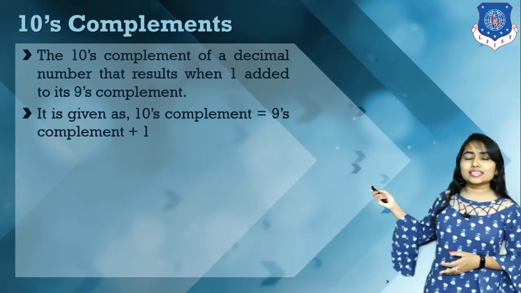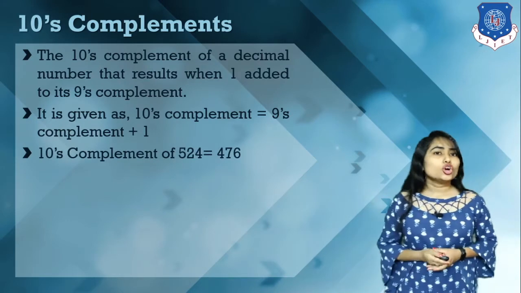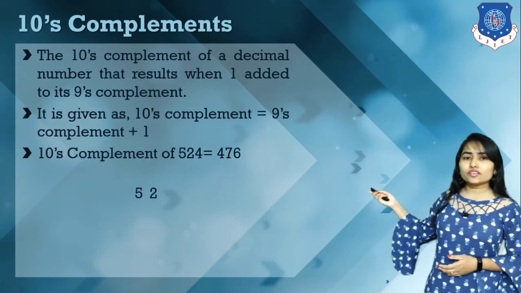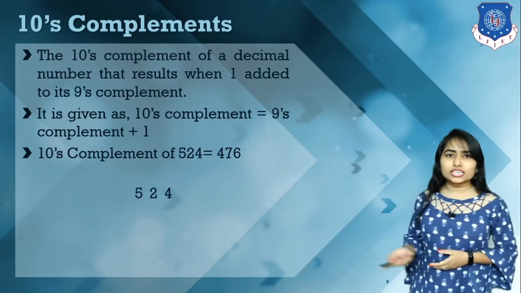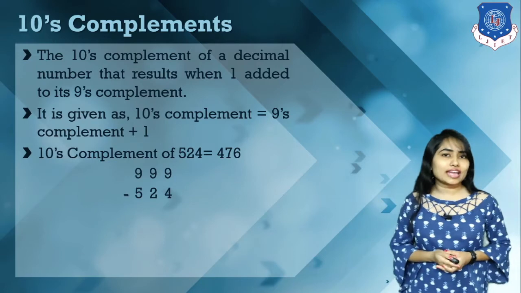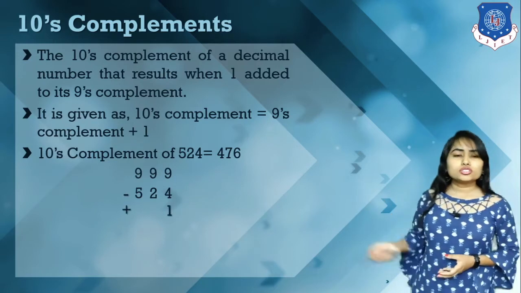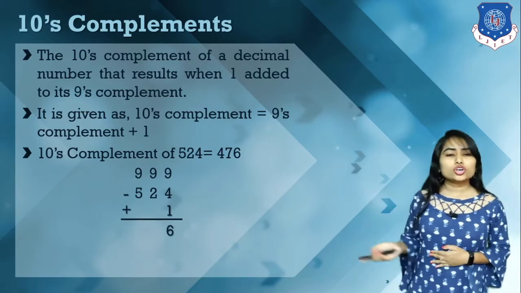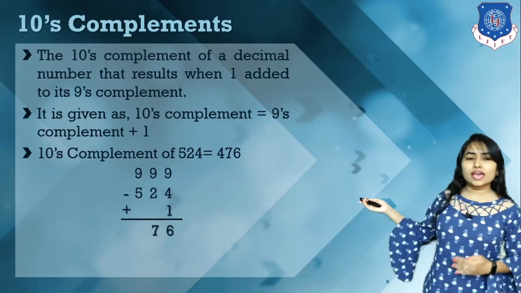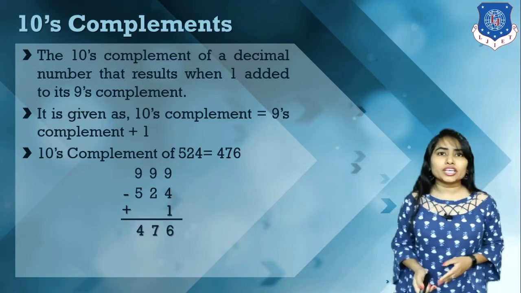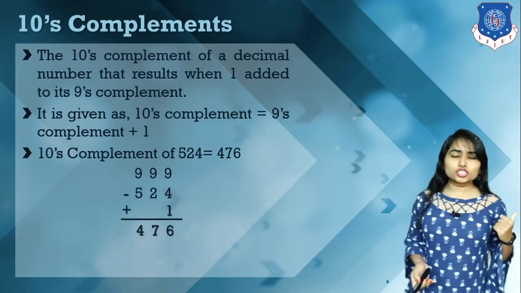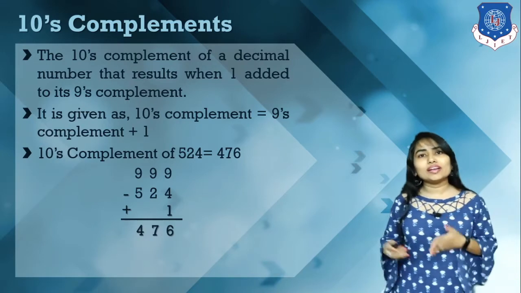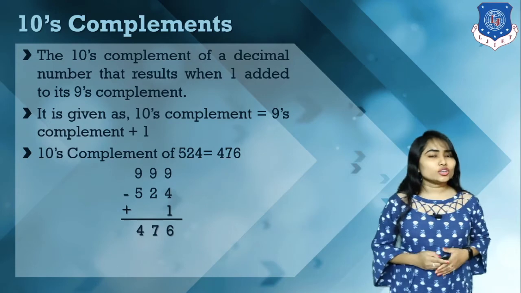Let's take an example of how we can do this. The 10's complement of 524 is 476. How? First calculate the 9's complement. Here we have the 9's complement, so subtract this and add 1. Previously we calculated the 9's complement as 475, just add 1, so it is equivalent to 476. This is how we can calculate 10's complement.